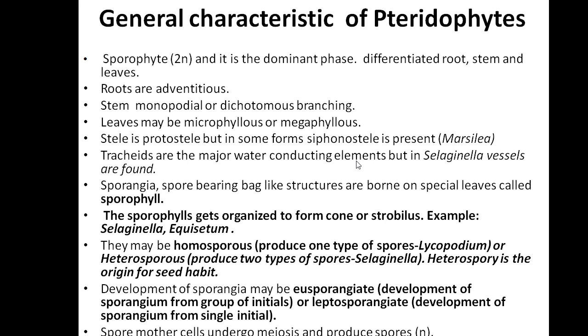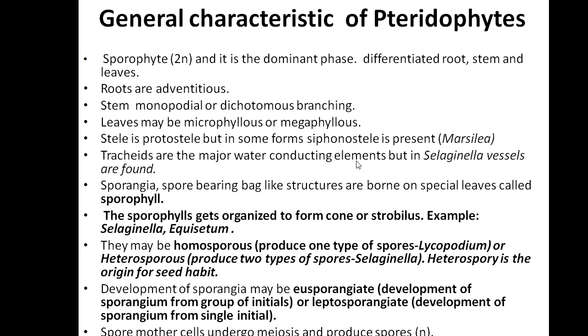The stem is monopodial or dichotomous branched. The stem may be straight in manner or it may bifurcate into two branches. That is, it may divide into two branches, which is called dichotomous branching. Or else sometimes it grows as a straight branch, which is called monopodial. And leaves may be microphyllous or megaphyllous. The stele is a protostele, but some siphonosteles are present. Stele means the xylem and phloem structure collectively is called the stele.